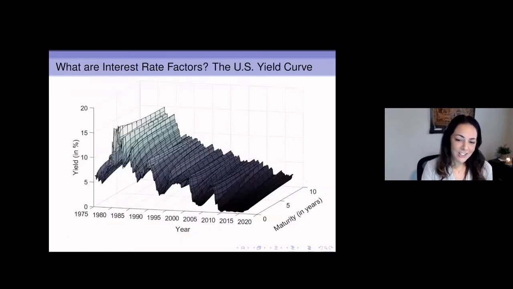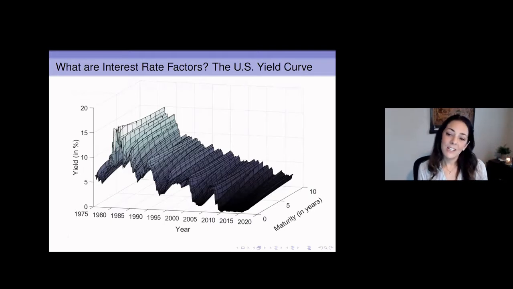So the first question is, okay, what are interest rate factors? And with this, you should be able to see right now the picture of the US yield curve from 1975 all the way to 2016. And in this yield curve, we can see that interest rates move a lot over time.